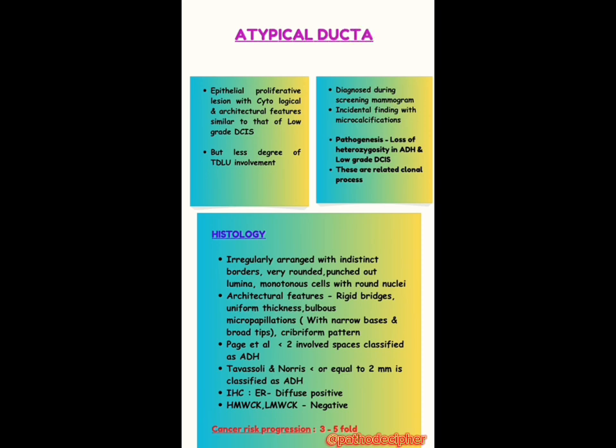So next, moving on to atypical ductal hyperplasia. This is also a benign epithelial proliferative lesion, with cytological and architectural features similar to those of a low-grade DCIS, but it has a lesser degree of terminal ductal lobular unit involvement. They are also diagnosed during routine screening mammogram as an incidental finding associated with microcalcification. The pathogenesis is mainly loss of heterozygosity in atypical ductal hyperplasia and also in low-grade DCIS. So these are related as a clonal process, quite related to DCIS and progression towards cancer.